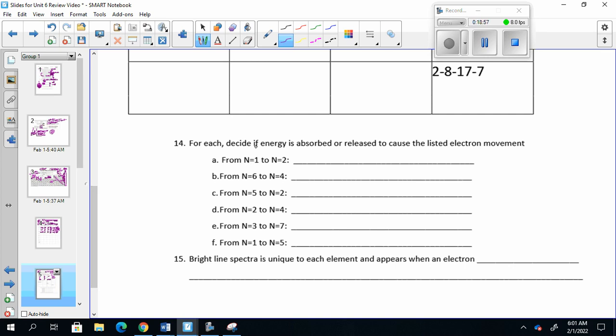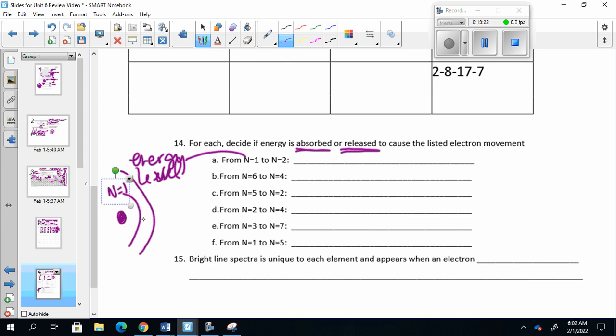So for each, decide if energy is absorbed or released to cause the listed electron movement. N is the energy level. The closest energy level, 1, is closest to the center of the atom. So if this is the center of the atom, this would be N equals 1. This would be N equals 2. This would be 3, and so on. So if I go from 1 to 2, I am moving out. In order to go out, I have to absorb energy.